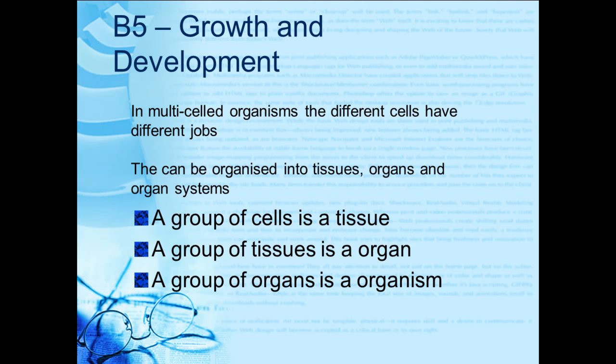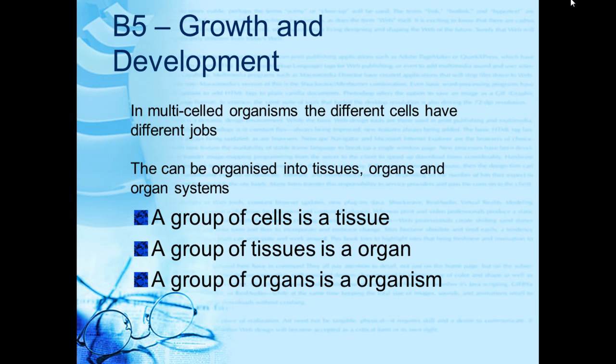Hi and welcome to this video about growth and development, and today we're going to be looking at types of stem cells and growing cells. Now when we look at multicelled organisms, a multicelled organism is one that's made up of loads of different types of cells. We can organise those cells into structures called tissues, and they're a collection of cells that do a specific job. A load of tissues joined together is called an organ, and a load of organs joined together can be an organ system or make up an organism.